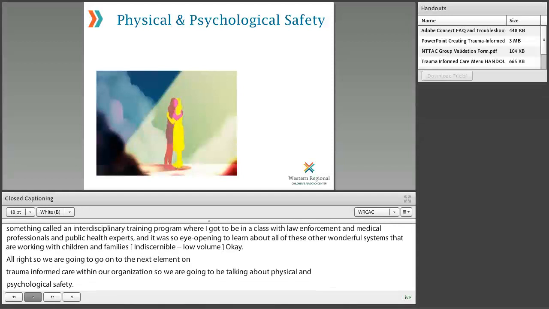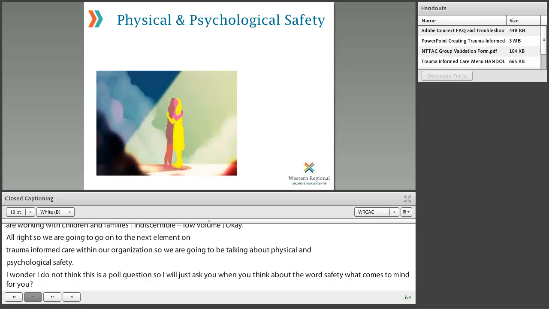Just thinking about a sense of safety. What are some of the words or thoughts that come to mind? When we think about psychological safety and physical safety, what it really does is facilitate emotion regulation. It creates an environment of trust, and it helps kids and families to really be present and engaged in our services. So safety is so important when we're talking about working with kids and families in our organization.